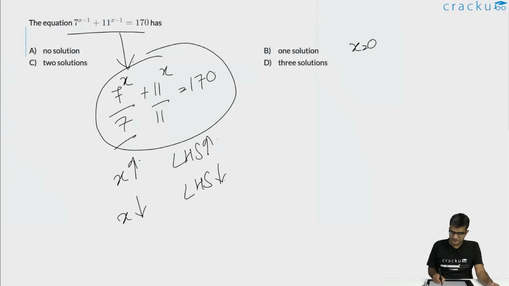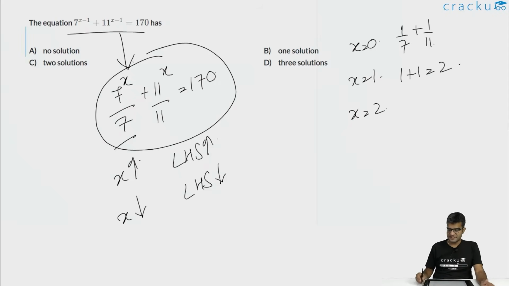When x is equal to 0, the left hand side is equal to 1 by 7 plus 1 by 11. When x is equal to 1, the left hand side is 1 plus 1, which is equal to 2. When x is equal to 2, the left hand side is 7 plus 11, which is equal to 18. When x is equal to 3, the left hand side is 49 plus 121, which is equal to 170.